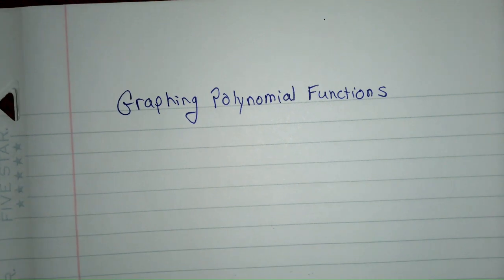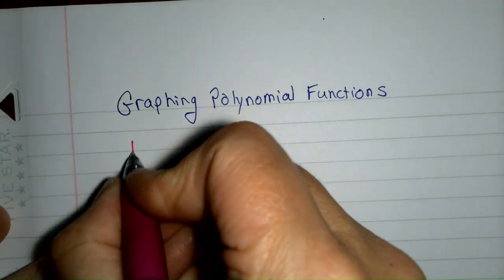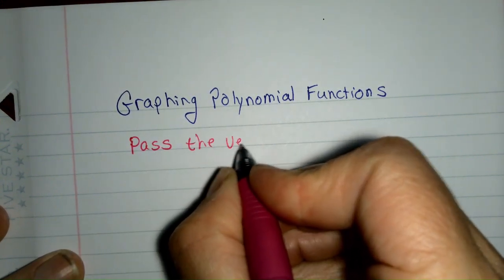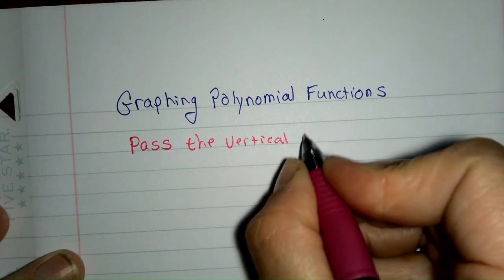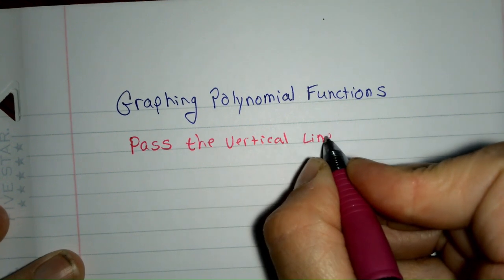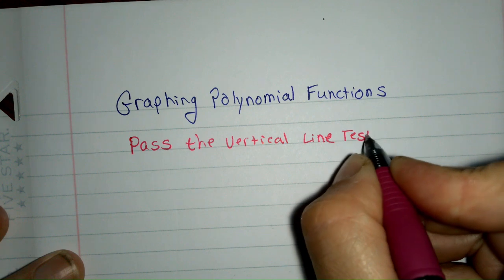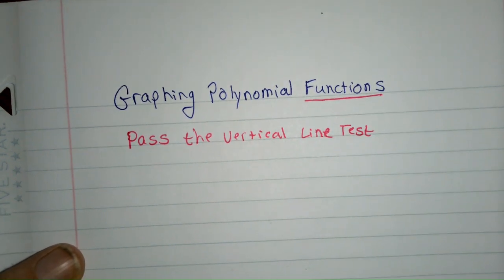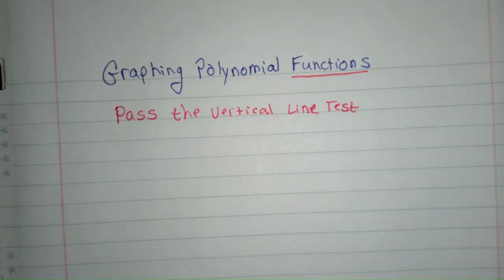This video is going to focus on some key features of graphing polynomial functions, not necessarily on the graphs themselves, but just a general idea of what's going on. First of all, a reminder, they are a function. So because they are a function, they will be passing the vertical line test. So we're going to be looking at some vocab and what that's going to mean.